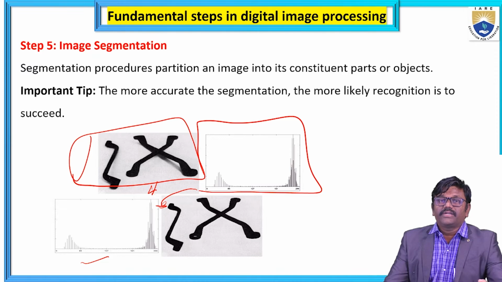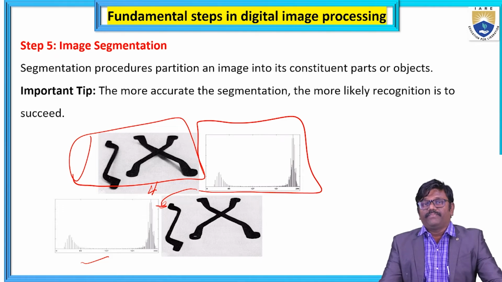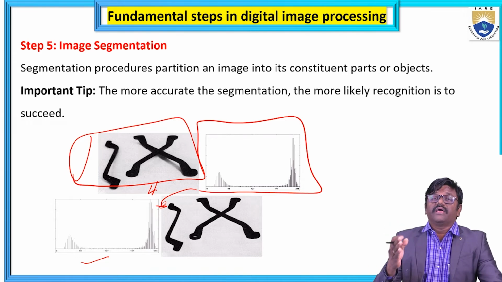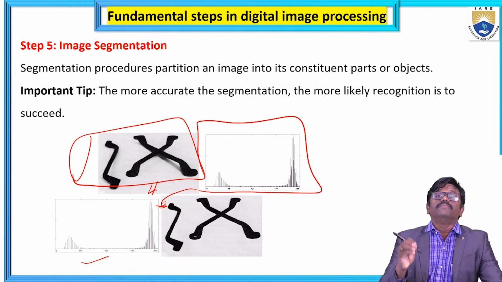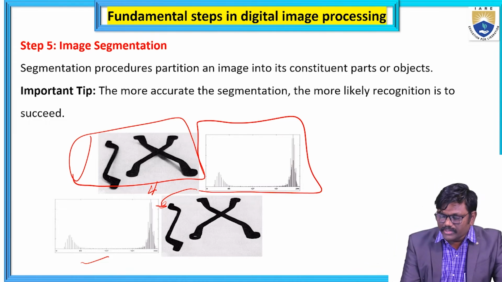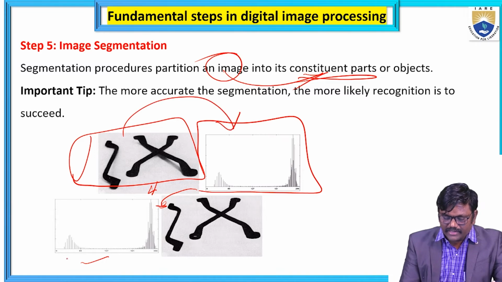You can understand this important tip here: the more accurate the segmentation, the more likely recognition is to succeed. I'll repeat, important tip: the more accurate the segmentation, the more likely recognition is to succeed. That is called image segmentation. Image segmentation means procedures that partition an image into its constituent parts or objects. What we want is to keep an image in constituent parts, that is, keeping the image in terms of certain characteristics.